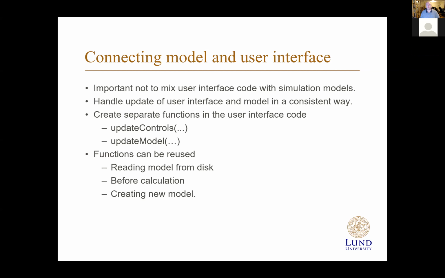So what I try to do is put everything that has to do with my computation model in a special class, which I import into my user interface classes. So I only access my model through methods and properties and so on. And by having this model, you can more easily make it consistent how you update your model and vice versa. Usually I have two methods for handling this. I have one method for taking my values from my model and populating my controls. And then I have another method called update model, which takes the values from the controls and updates my model.